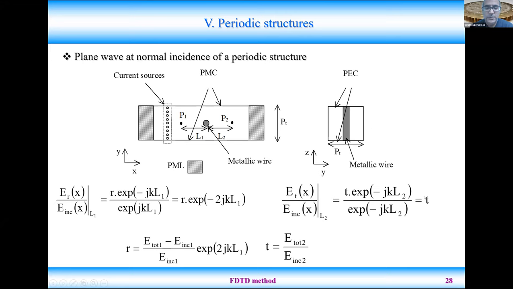So what does it mean? It means we have to do a correction for the reflection coefficient, but we don't have to do a correction for T. So if we want to calculate the reflection coefficient here, we have to remove the incident field, because here there are two fields, there is incident and there is reflected. So we take the total field minus the incident, we divide by incident, and then we multiply by this exponential 2jk L1. So it depends on this distance L1. If we do that, then we have the reflection coefficient. For the transmission coefficient, we just calculate the total field, we divide by the incident field, and that's it.